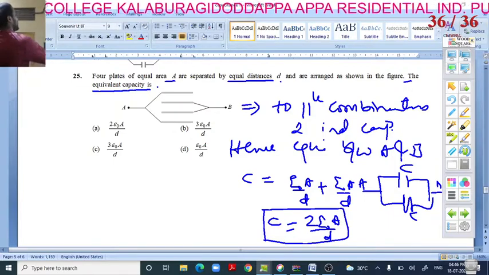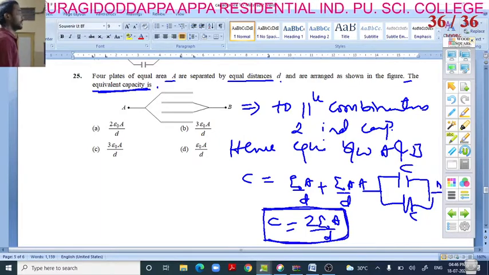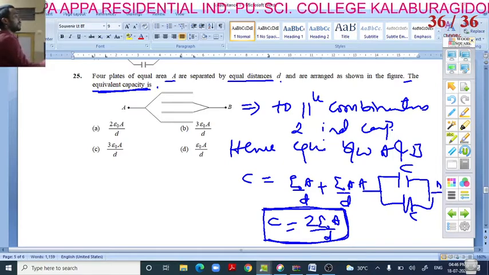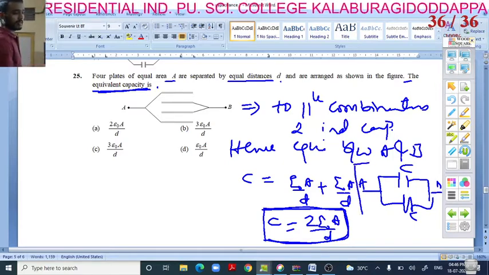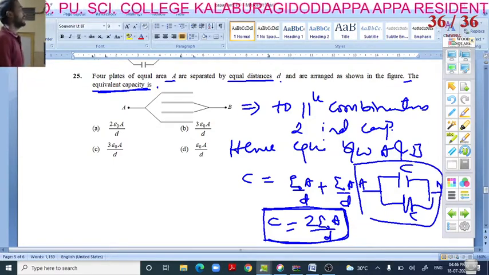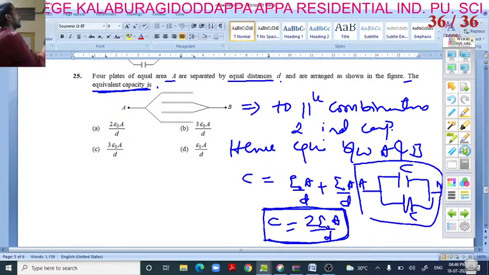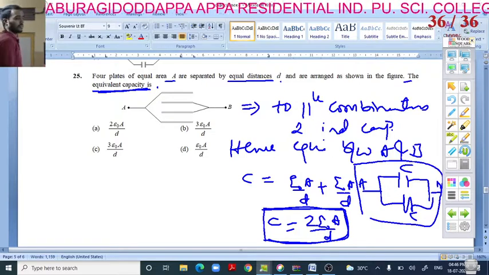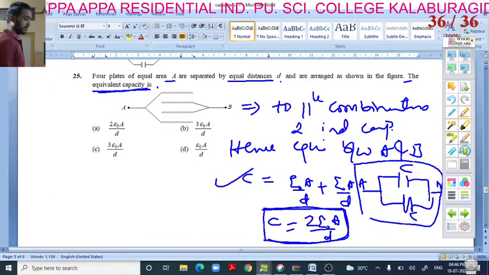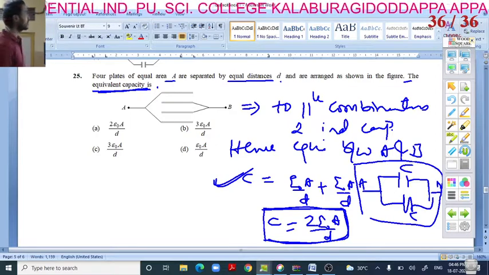the equivalent capacity is C is equal to 2 epsilon A divided by D, because he has given 4 plates. These 4 plates I can connect in this manner. These 4 plates, right? So they become parallel. So this is our capacitor. C is equal to C1 plus C2, 2 epsilon A by D.